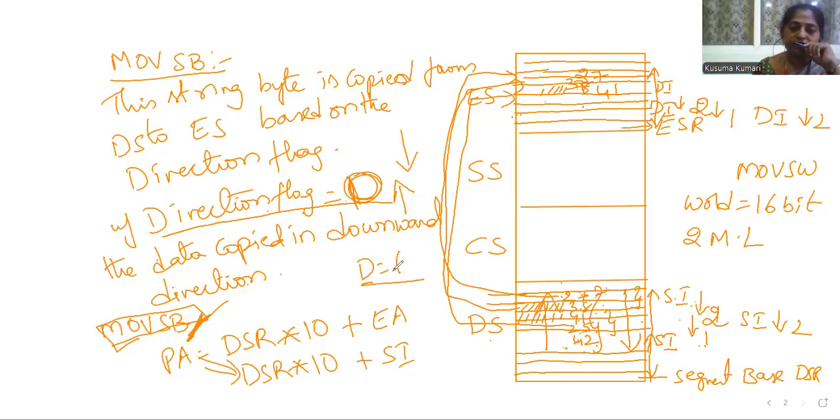Based on the direction flag, the source index register contents are either incremented or decremented. If it is a string byte instruction, the source index and destination index contents are incremented or decremented by 1. If it is a string word instruction, the source index and destination index contents are either incremented or decremented by 2.